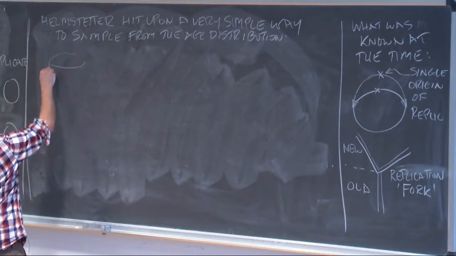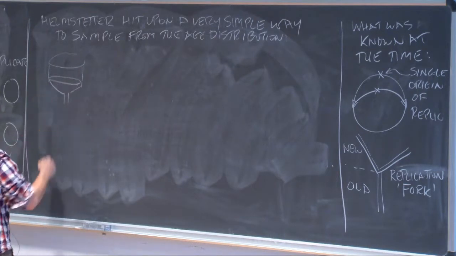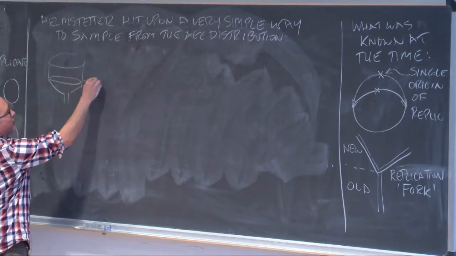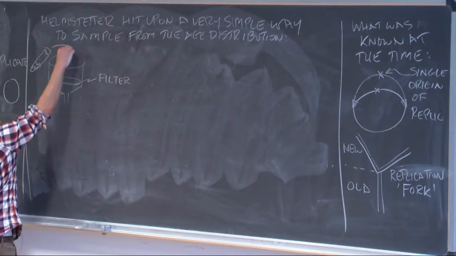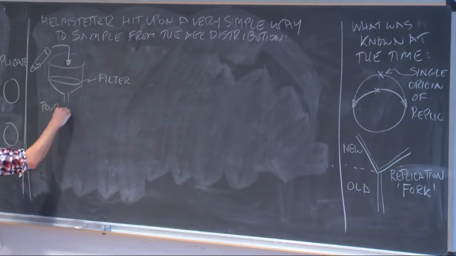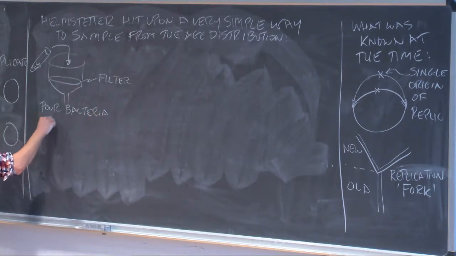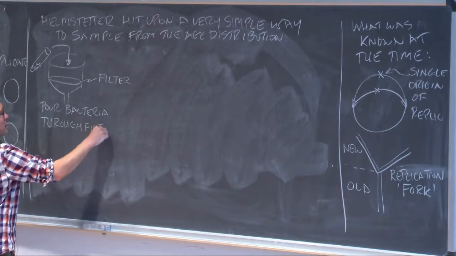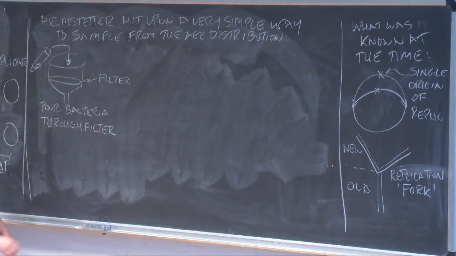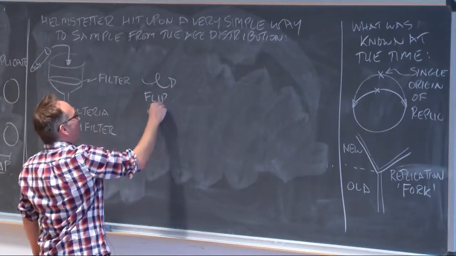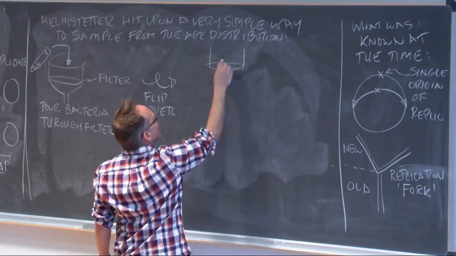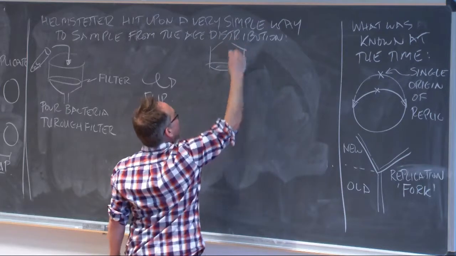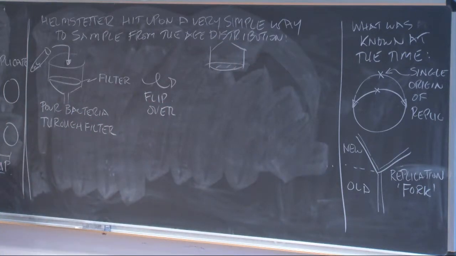So what he did was he took a funnel, like this. And he had a filter paper here. And he poured his bacteria through the filter. So he took a test tube full of bacteria and dumped it in. So pour bacteria through the filter. And then he flipped it over. Flip over. And you end up with the same filter paper. The funnel's going up now, though, like this. And then he ran media through the back end of the filter.